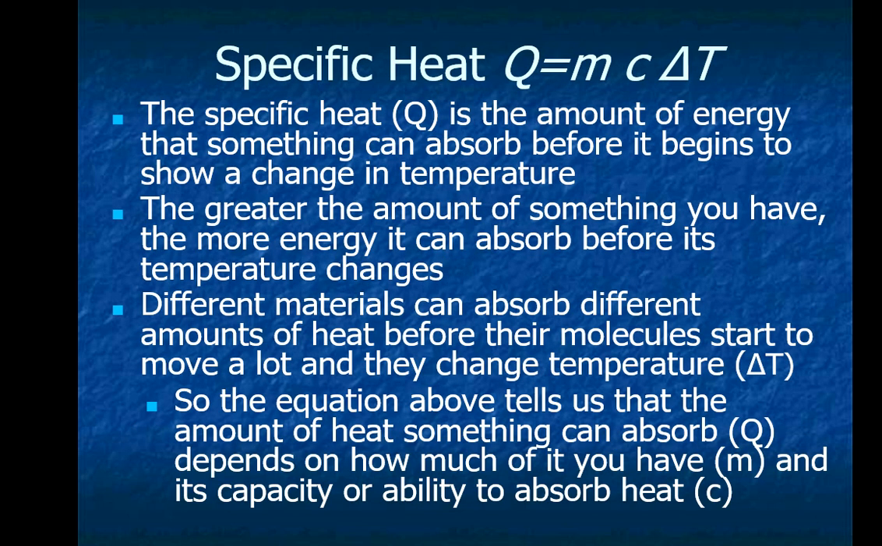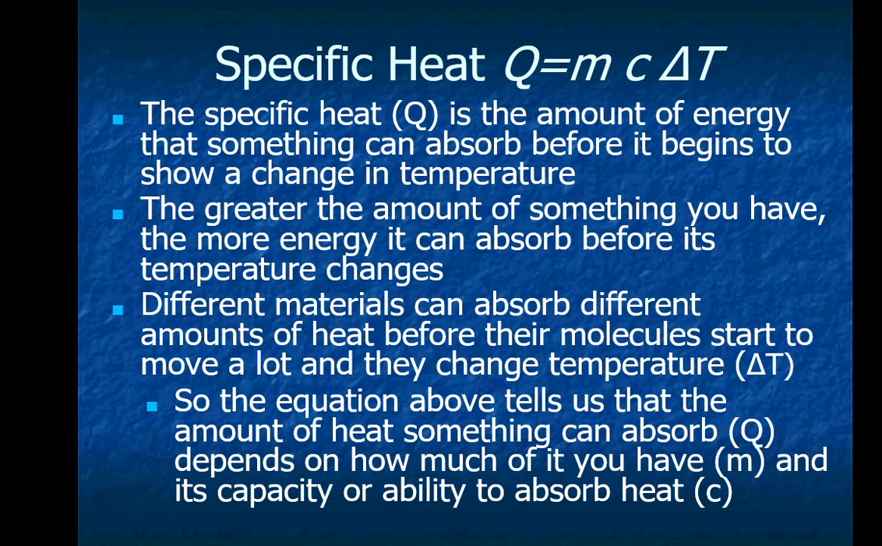And we've also talked about specific heat. Specific heat is the amount of energy that something can absorb before it begins to show a change in its temperature. So the greater the amount of something that you have, the more mass you have, the more energy it can absorb before its temperature changes. Now remember, temperature is a measure of how much kinetic energy something has. That means how fast the molecules are moving. Now there's a certain force that keeps those molecules together. But if you add enough energy to something, those molecules can be excited further and they'll start moving further apart.